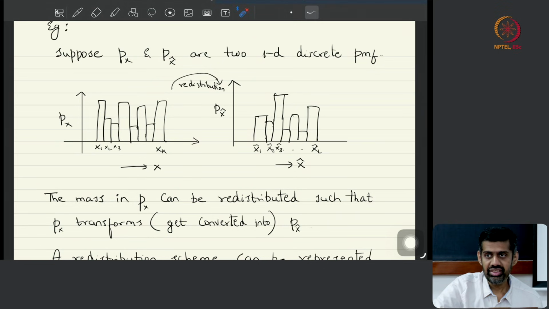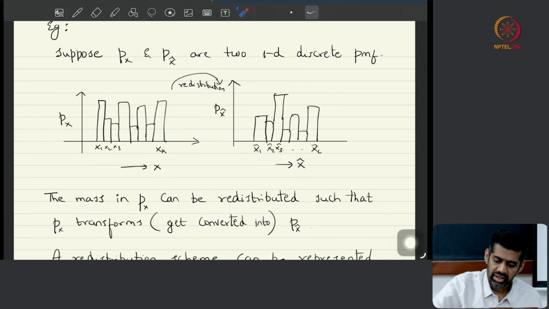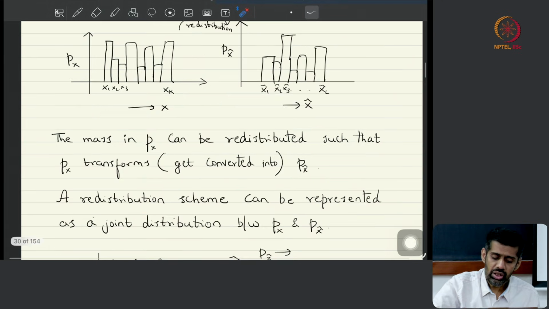We can do that, right? Meaning we can move some mass, or rather redistribute some mass in Px, such that it gets transformed into Px cap. That is possible. For instance, here there is a lot of mass at x1; you just take some mass from x1 and put it at x3, and do that redistribution, and if you do that then you will get to Px cap from Px. Does it make sense? Okay. So the mass in Px can be redistributed such that Px gets converted into Px cap.